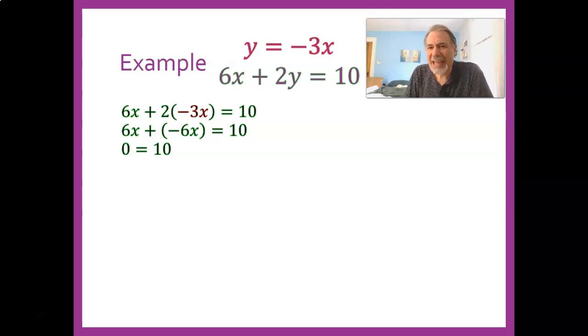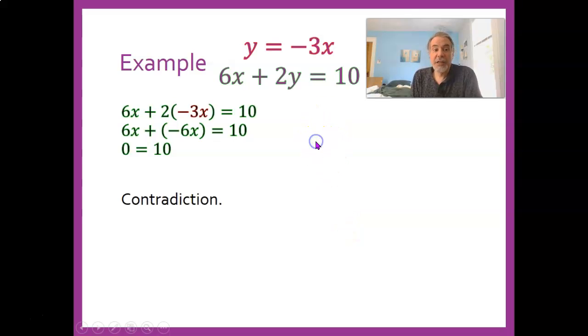That just plain old can't happen. 0 equals 10 is just plain not true. No matter what's going on for x, 0 can never equal 10. That equation has no way of being true. It is a contradiction, and that tells me that my system here has no solution.